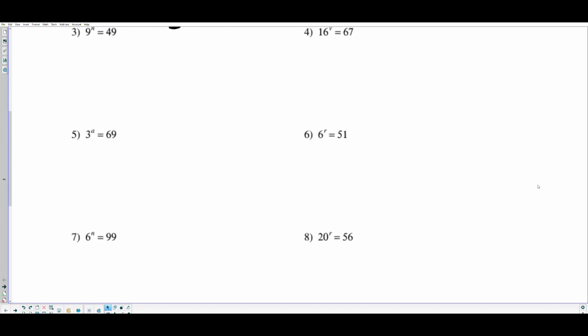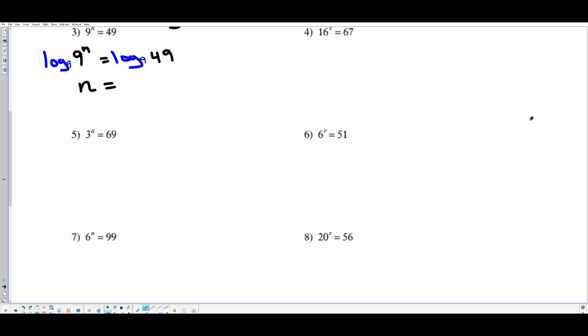Okay. Number 3, same scenario. We have a log on both sides, and then guess which base we're going to use. Is it base 9 or base 49? That's right. If you said base 9, you are absolutely correct. Log base 9 of 9 to the nth power equals log base 9 of 49. We're going to end up with n on this side, and on this side, log base 9 of 49.